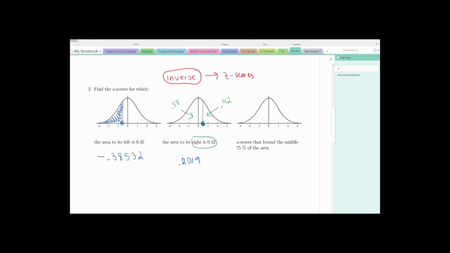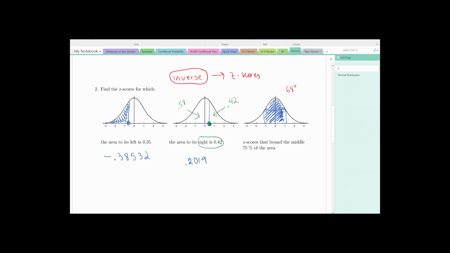Okay. Let's take a look at the next one. This one says, find the z-scores that bound the middle 75% of the area. Okay, so somewhere here, set my middle 75% of the area. Okay, these scores are completely symmetric. And you can think about it this way. We know that 68% of the data live within one standard deviation of the mean, right? Which means the z-score should be a little bit bigger than 1, okay?